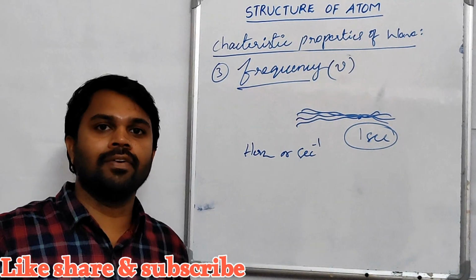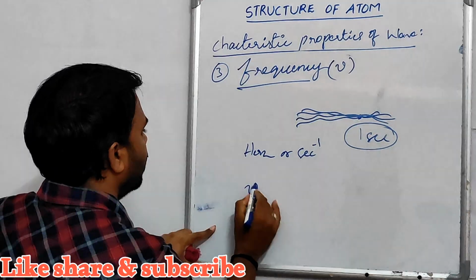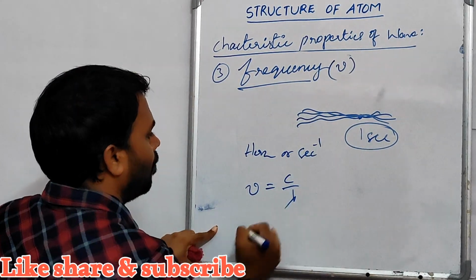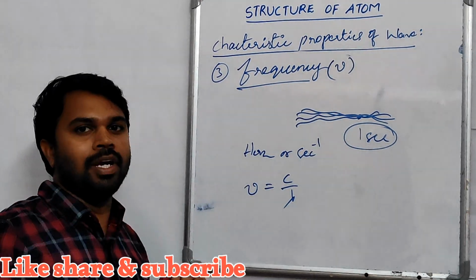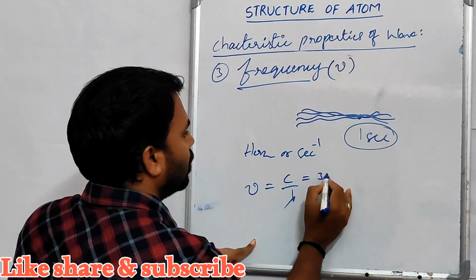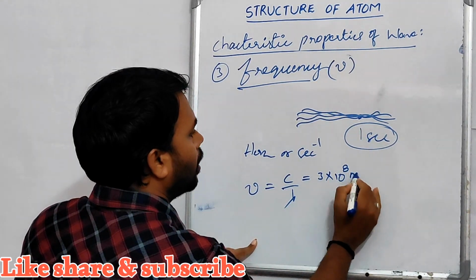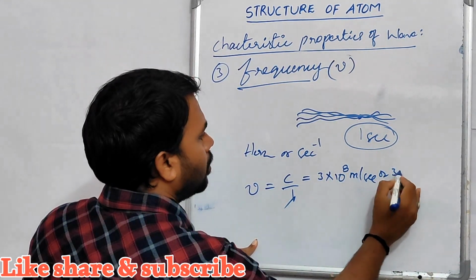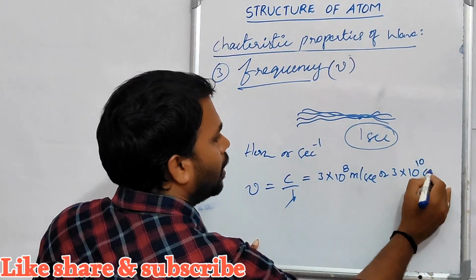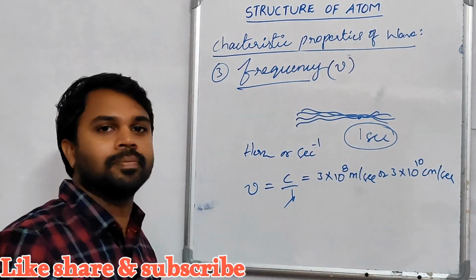The relation between frequency and wavelength is nu is equal to c by lambda. Here c is the speed of light, that is equal to 3 into 10 to the power of 8 meter per second, or 3 into 10 to the power of 10 centimeter per second.